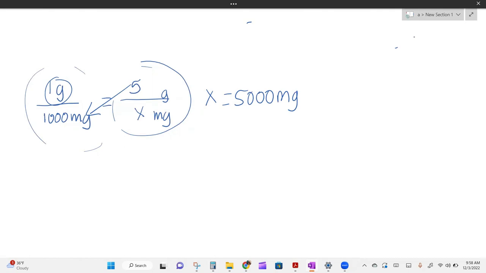So you can see it, 1 gram is 1,000 milligrams. So 5 grams has to be 5,000 milligrams, right? Because if 1 gram is 1,000, 2 grams is 2,000, 3 grams is 3,000, 4 grams is 4,000. If you can kind of train your mind to think like that, you might not even have to do these in your head at some point.